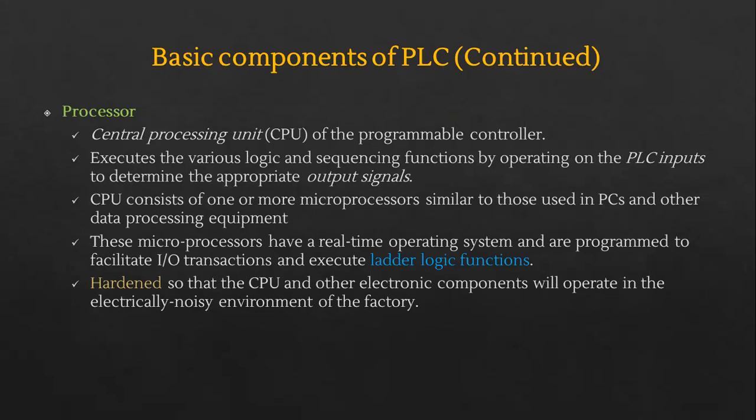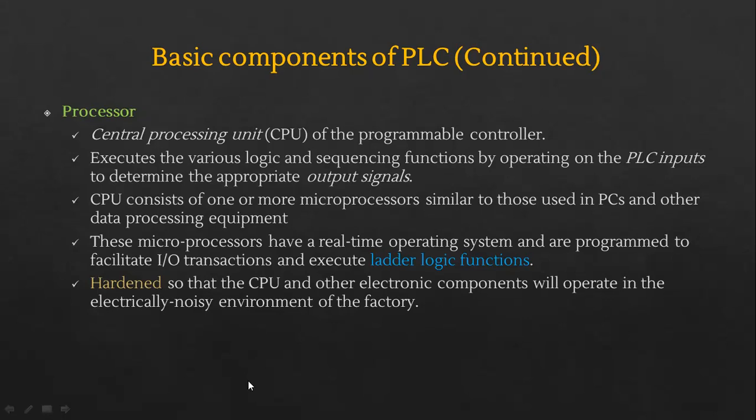So those microprocessors have a real-time operating system. Okay, they check what is the status of the input. Okay, real time it's happening. It happens simultaneously, that it checks the status of the inputs and then gives out the output signal. Okay, simultaneously, because as the situation changes, the input signals will change. So the microprocessor has to be a real-time operating system. That is what we mean by that. Okay, so they are programmed to facilitate input-output transactions, right, and execute those functions.